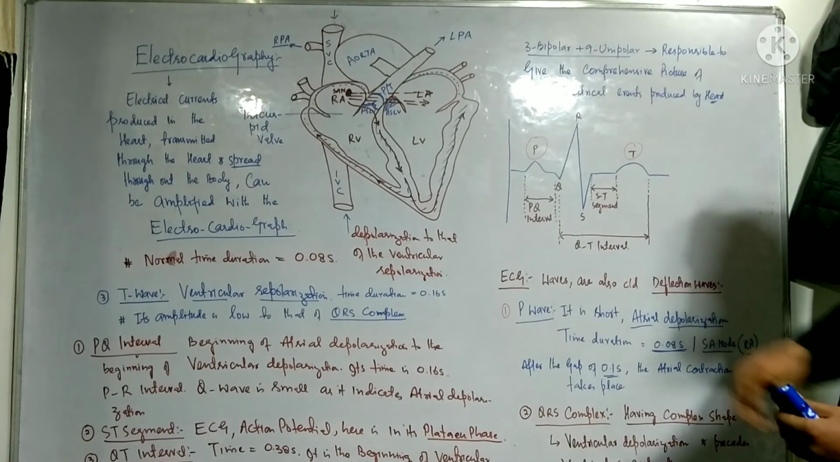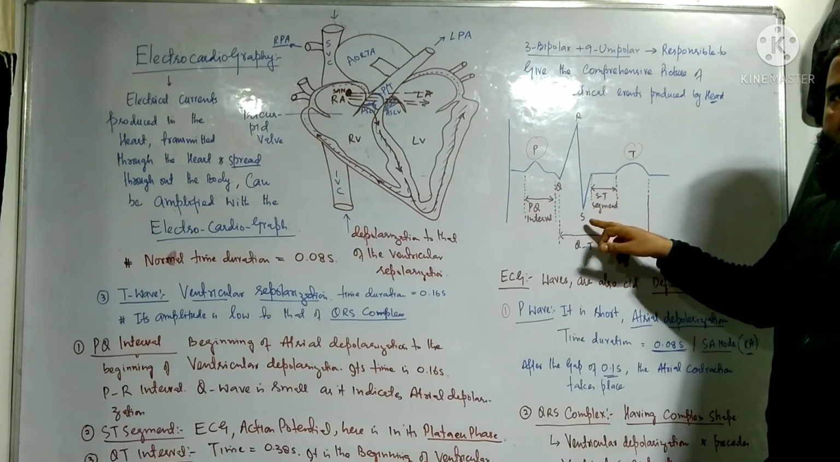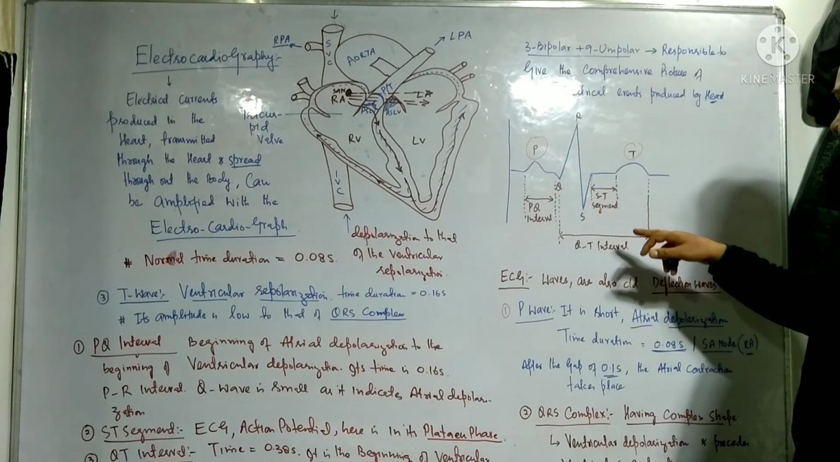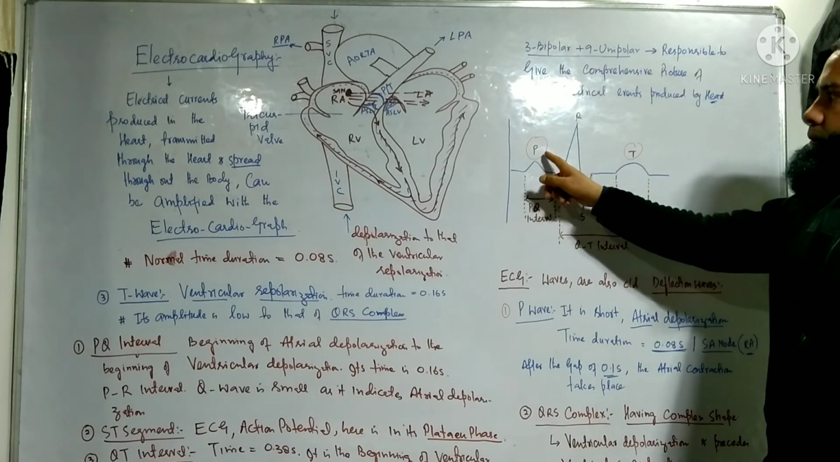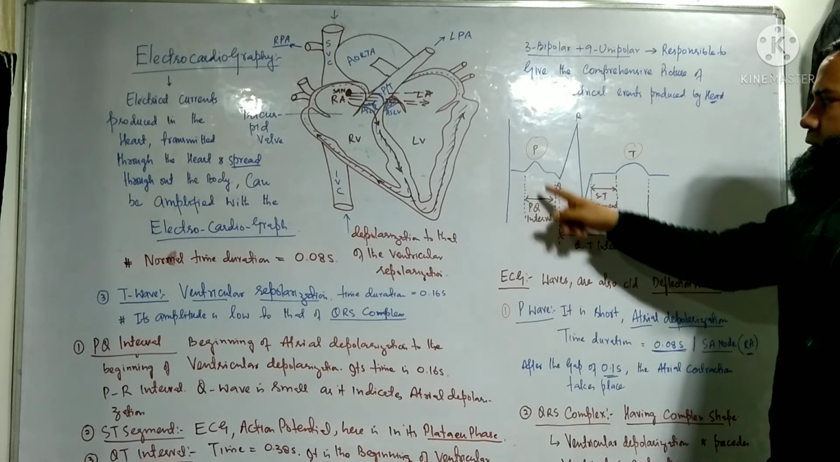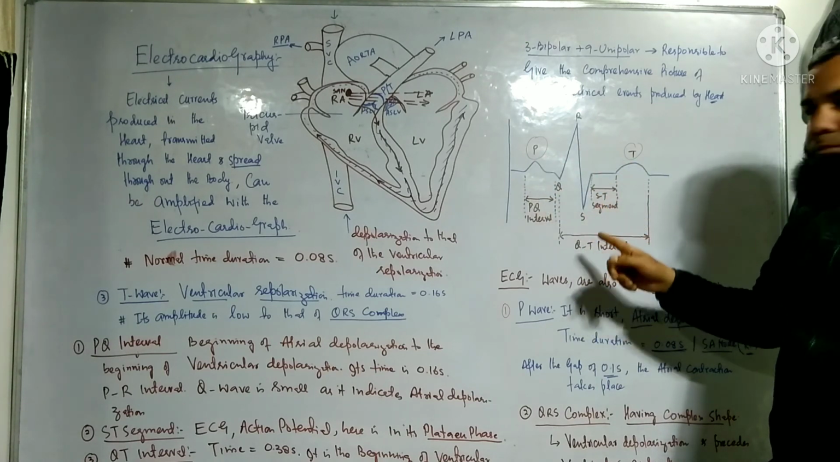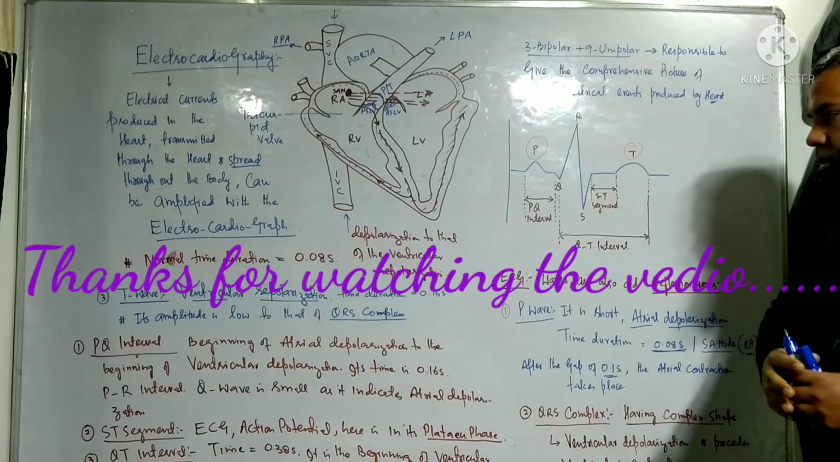Here, the P wave, the QRS complex, and this is the T wave. The P wave means atrial depolarization, QRS means ventricular depolarization, and the T wave is the ventricular repolarization.